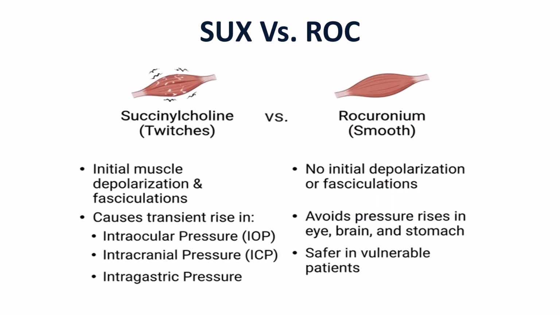A major advantage of rocuronium is that, unlike succinylcholine, it does not cause initial muscle depolarization or the brief muscle twitching known as fasciculations. As a result, it does not produce the temporary increase in intraocular, intracranial or intragastric pressure associated with succinylcholine, making it a safer option for patients in whom these pressure increases may be harmful.